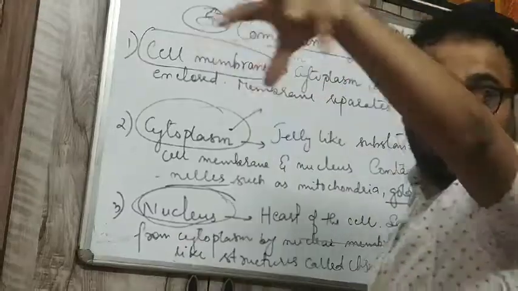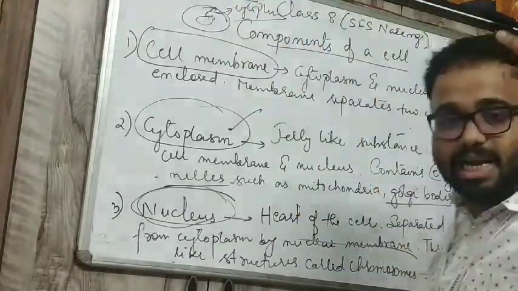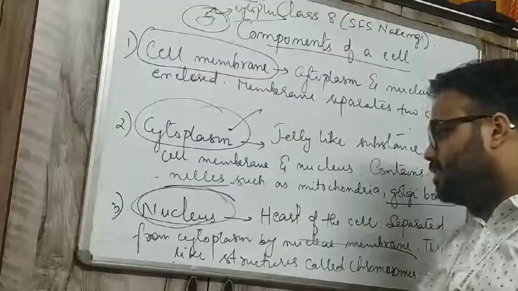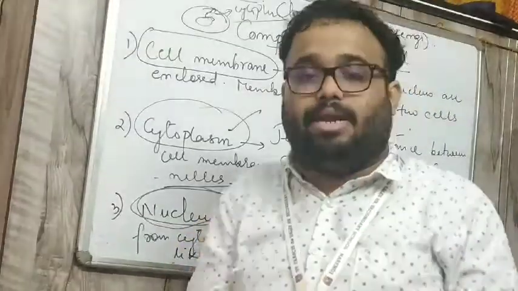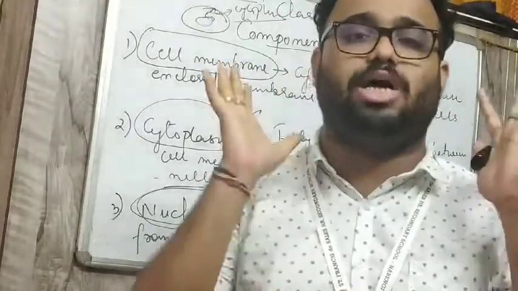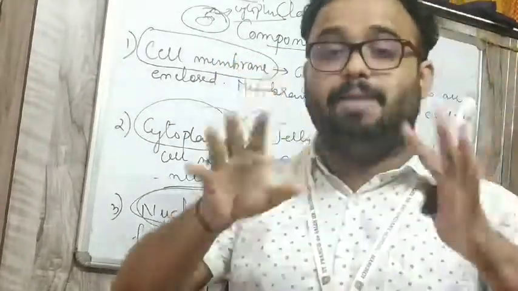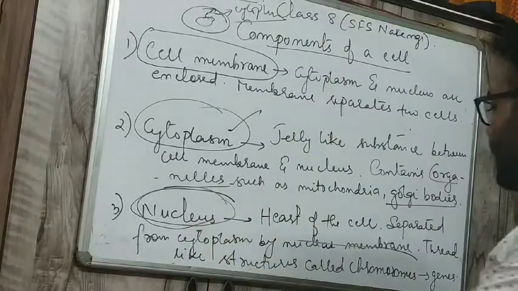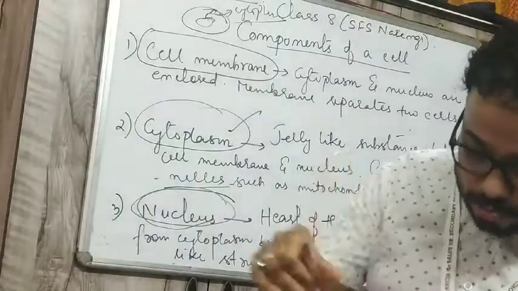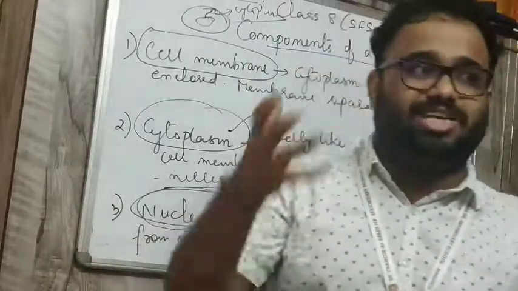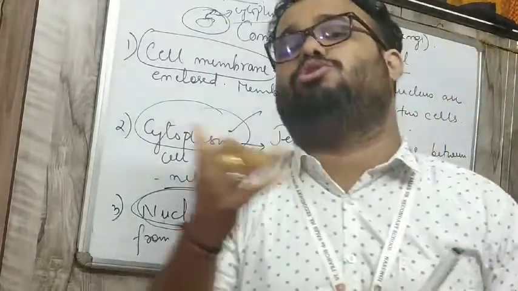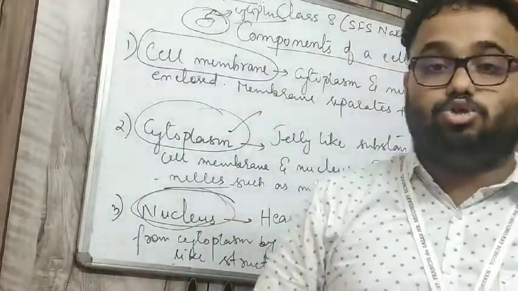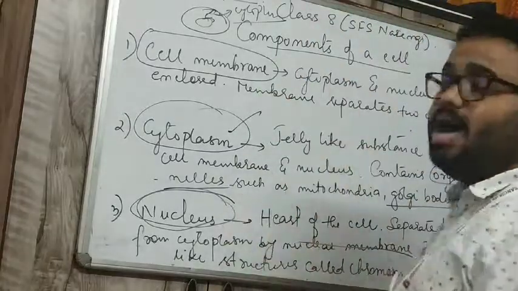So the components of the cell: you have the cell membrane, which is covered by another thick wall called the cell wall. Cytoplasm is the jelly-like substance between the cell membrane and nucleus. The nucleus is another important part of a cell, separated from the cytoplasm by the nuclear membrane, and responsible for all the control and coordination activities. The nucleus contains thread-like structures called chromosomes, which have genes responsible for the transfer of inheritance. For example, if I am tall or very fair, my child will also be tall and fair. These are the three most important parts of the cell.